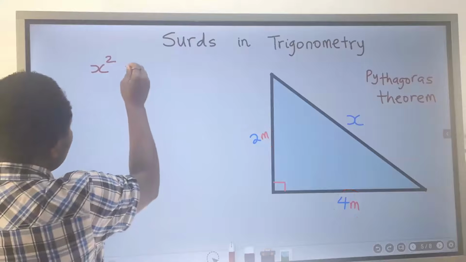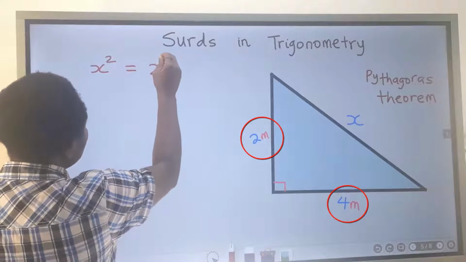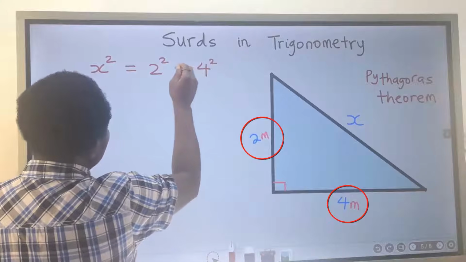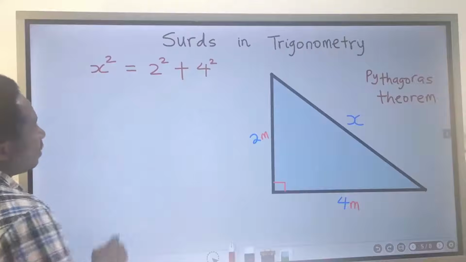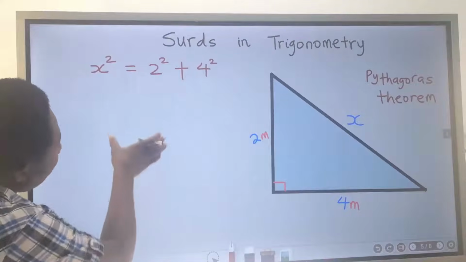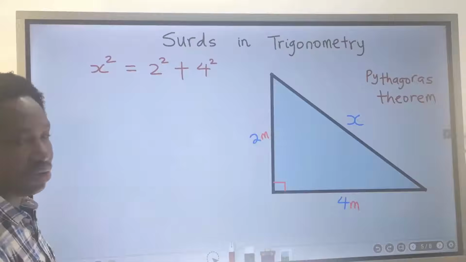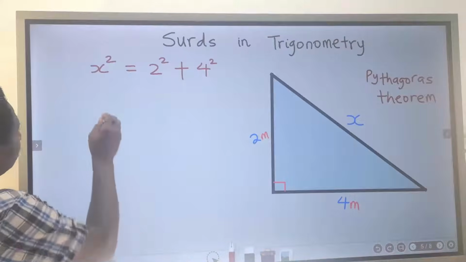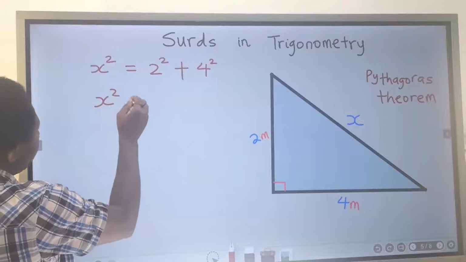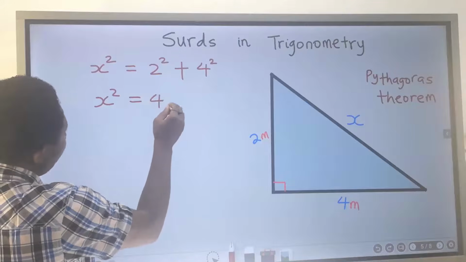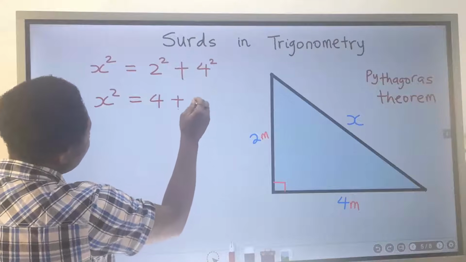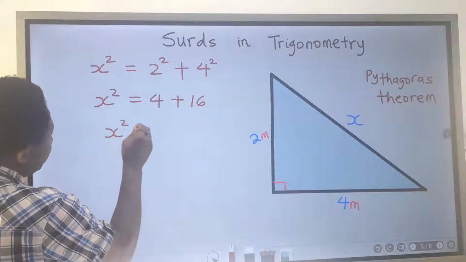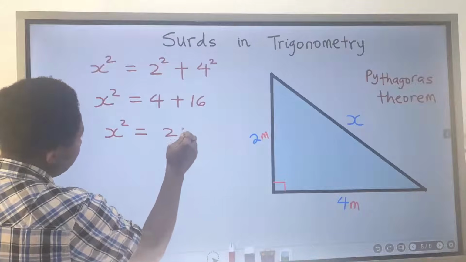That is, here we are going to have 2 squared, and here we are going to have 4 squared, and we are going to add both remaining sides. We have applied Pythagoras theorem to enable us to find x. Next, this is x squared. 2 squared is 4 plus 4 squared is 16. Next, we're going to have x squared is 20.